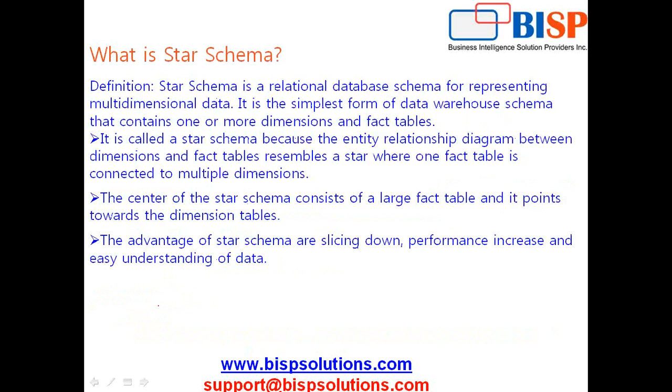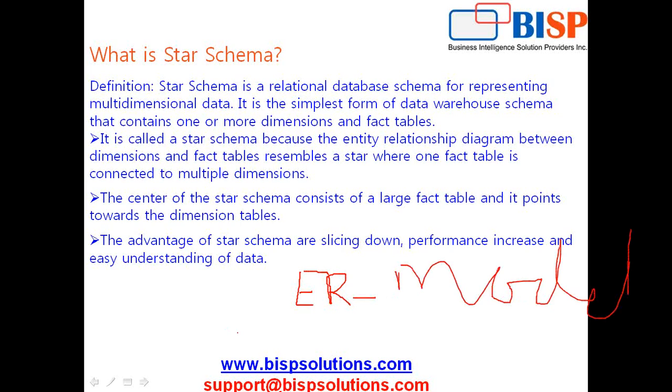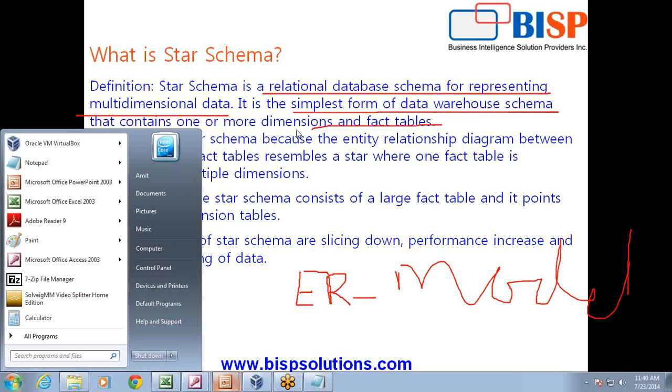The dimensions and facts have to be organized in a certain form. In your relational database, you must have heard that you organize information in terms of the ER model, the entity relationship model, which consists of entities and relationships between entities. But in a multidimensional model or OLAP, the information is organized using a star schema or snowflake. A star schema is a relational database schema for presenting a multidimensional database. It's the simplest form of data warehousing schema, which has one or more dimensions and one fact table.